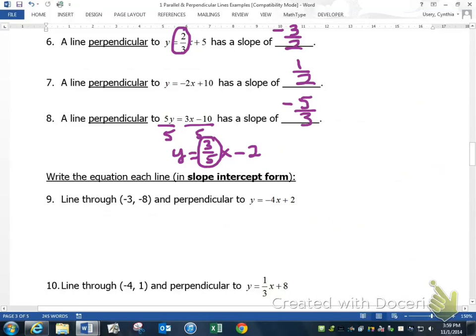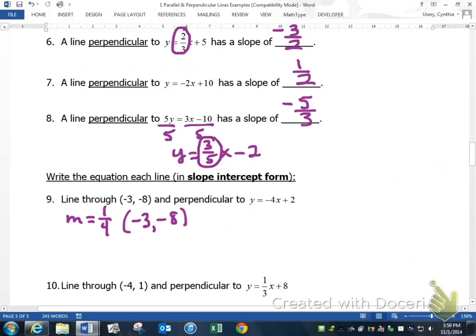We want the equation of the line through negative 3, negative 8, and perpendicular to y equals negative 4x plus 2. Well, if the lines are perpendicular, they have opposite reciprocal slopes. So that means that the slope of my line is not going to be negative 4, it's going to be positive 1 over 4. And it's going to go through the point negative 3, negative 8.